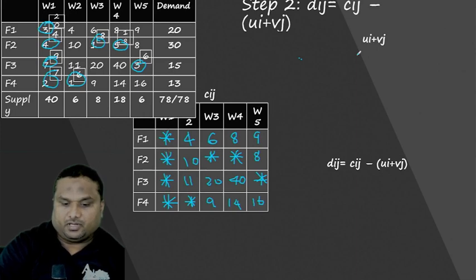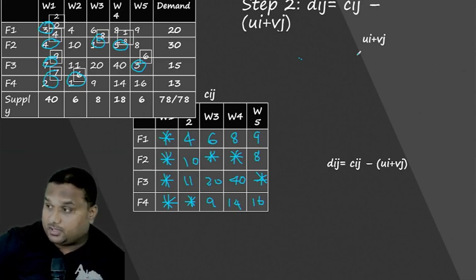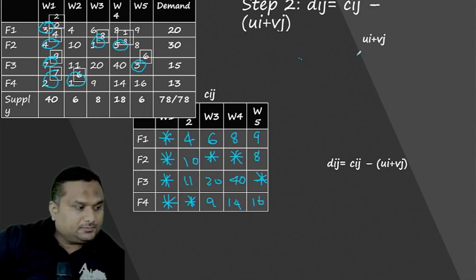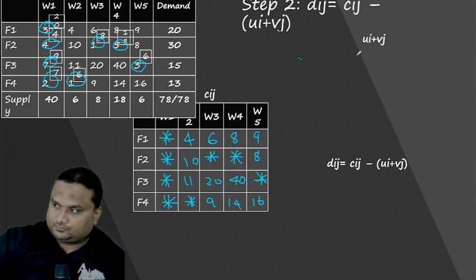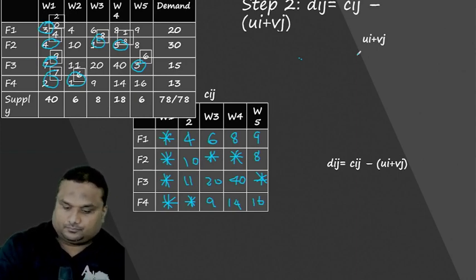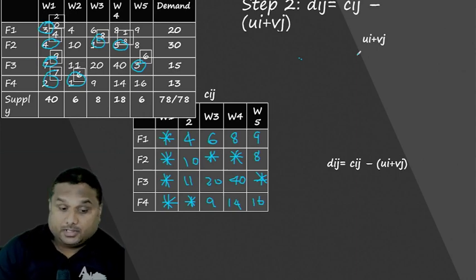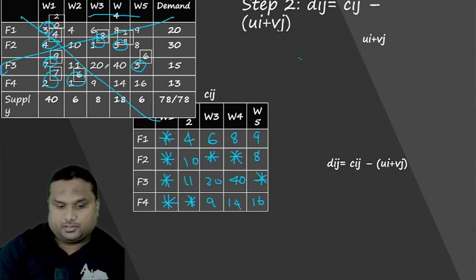What have we done? Wherever there is allocation, we put a star. This was our original question. This we kept for reference. Am I right?